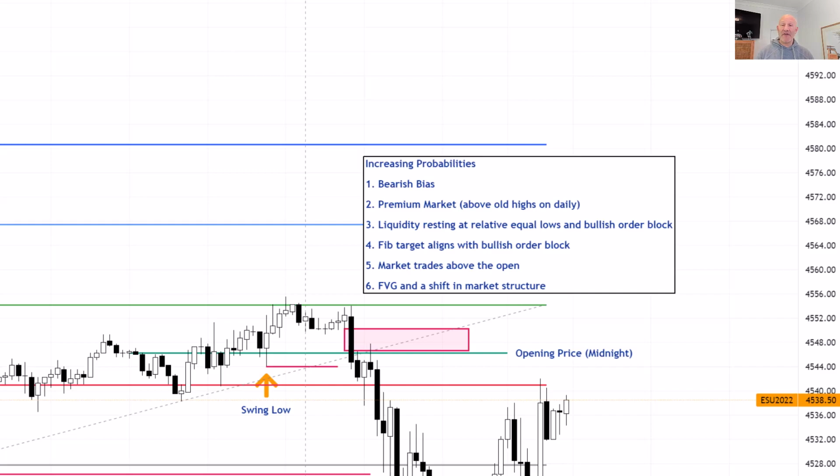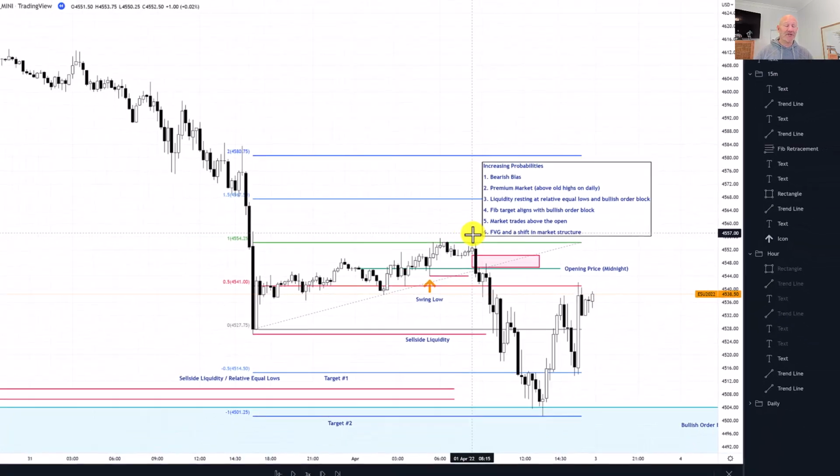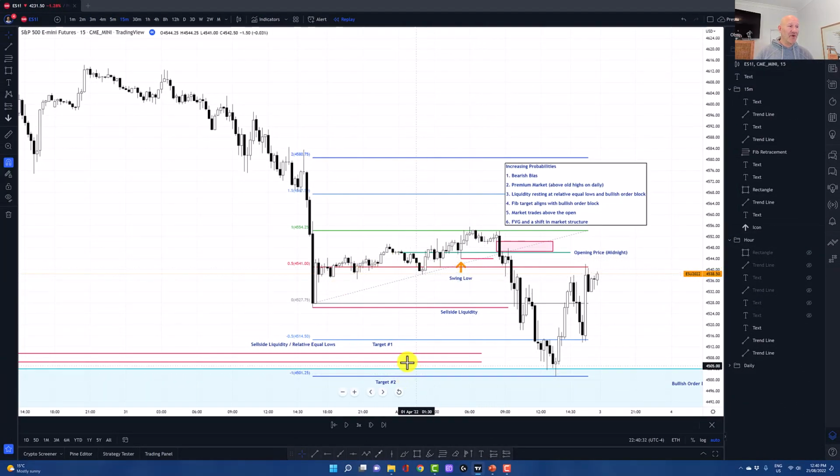Then when we lay our fib over this particular piece of price action, we create more confluence with our relative equal lows and bullish order block with this fib level just here. We then have the market trade above a key level. So we have the market trade above the midnight opening price. So we have that manipulation upwards, which is what we're looking for.